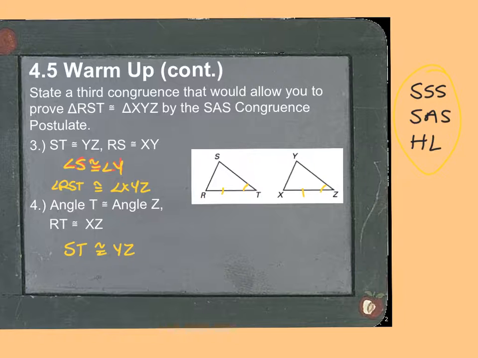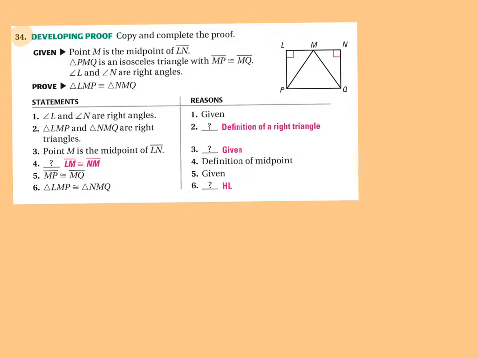Okay, any questions on the 3 we already have? So again, we're going to add to this today. By the time the test rolls around, you're going to have 5. But for right now, any questions on side, side, side, side, angle, side, or hypotenuse, leg? Well, we're doing 2 more today.